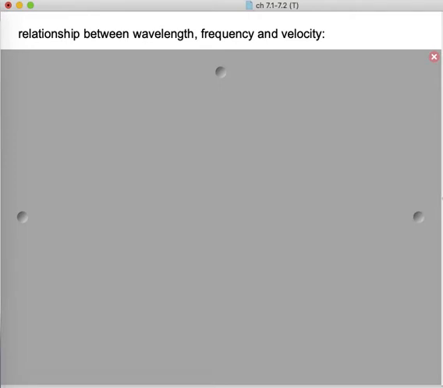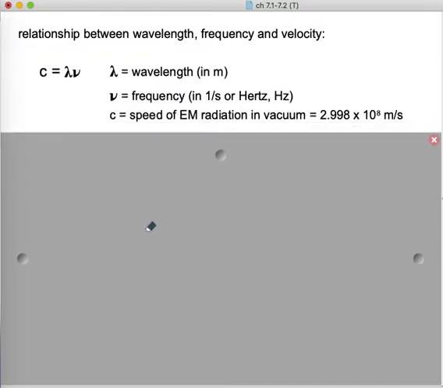Now, you all recall from your first year of chemistry that if two variables are inversely proportional, they multiply to give a constant, and that constant, in fact, is the speed of electromagnetic radiation. The equation we use, which I hope will look familiar to you, is c equals lambda times nu. Lambda is the wavelength of electromagnetic radiation in meters. Nu, the Greek symbol nu, is the frequency in units of reciprocal seconds, or if you prefer, hertz. If hertz confuses you, you can simply use 1/seconds. And c is the speed of electromagnetic radiation in a vacuum, which has a value of 2.998 times 10 to the 8th meters per second.